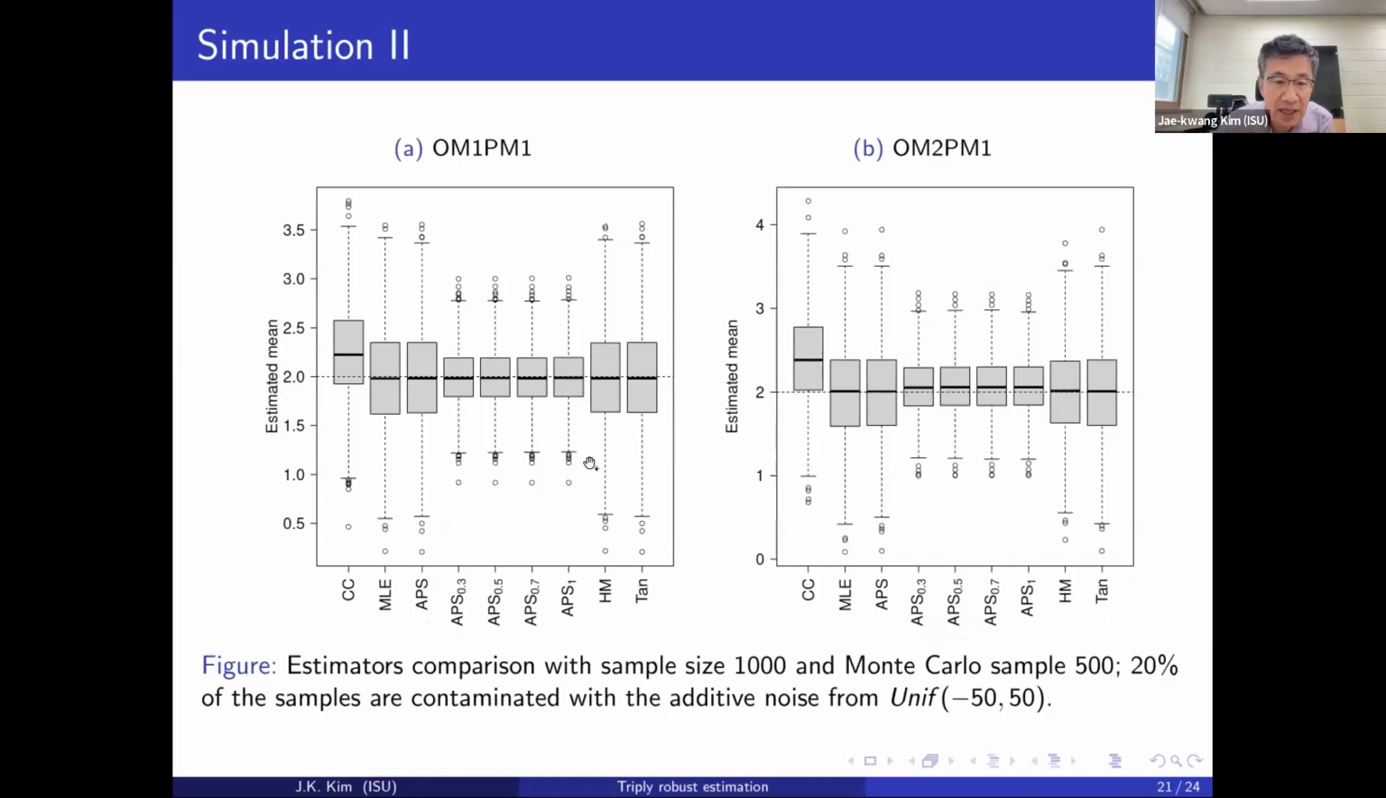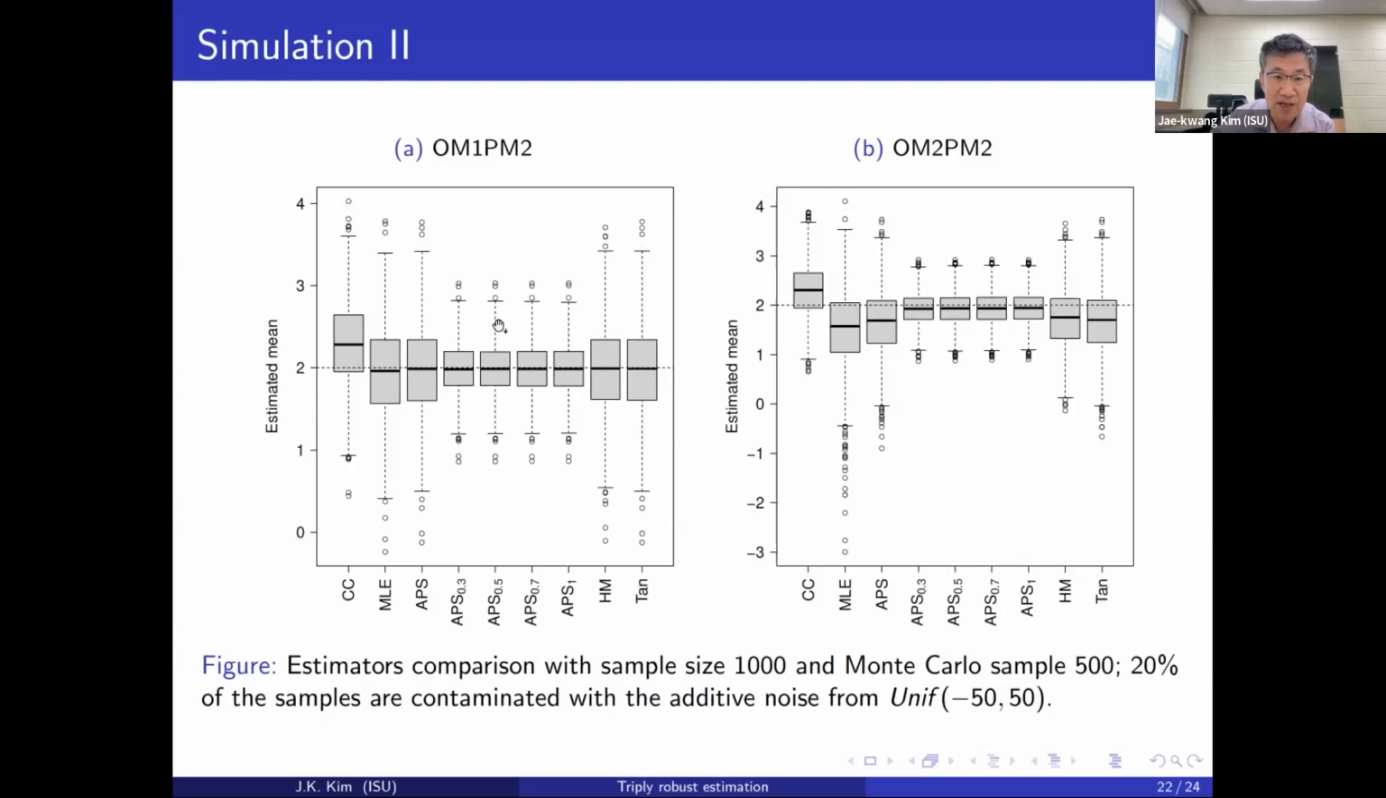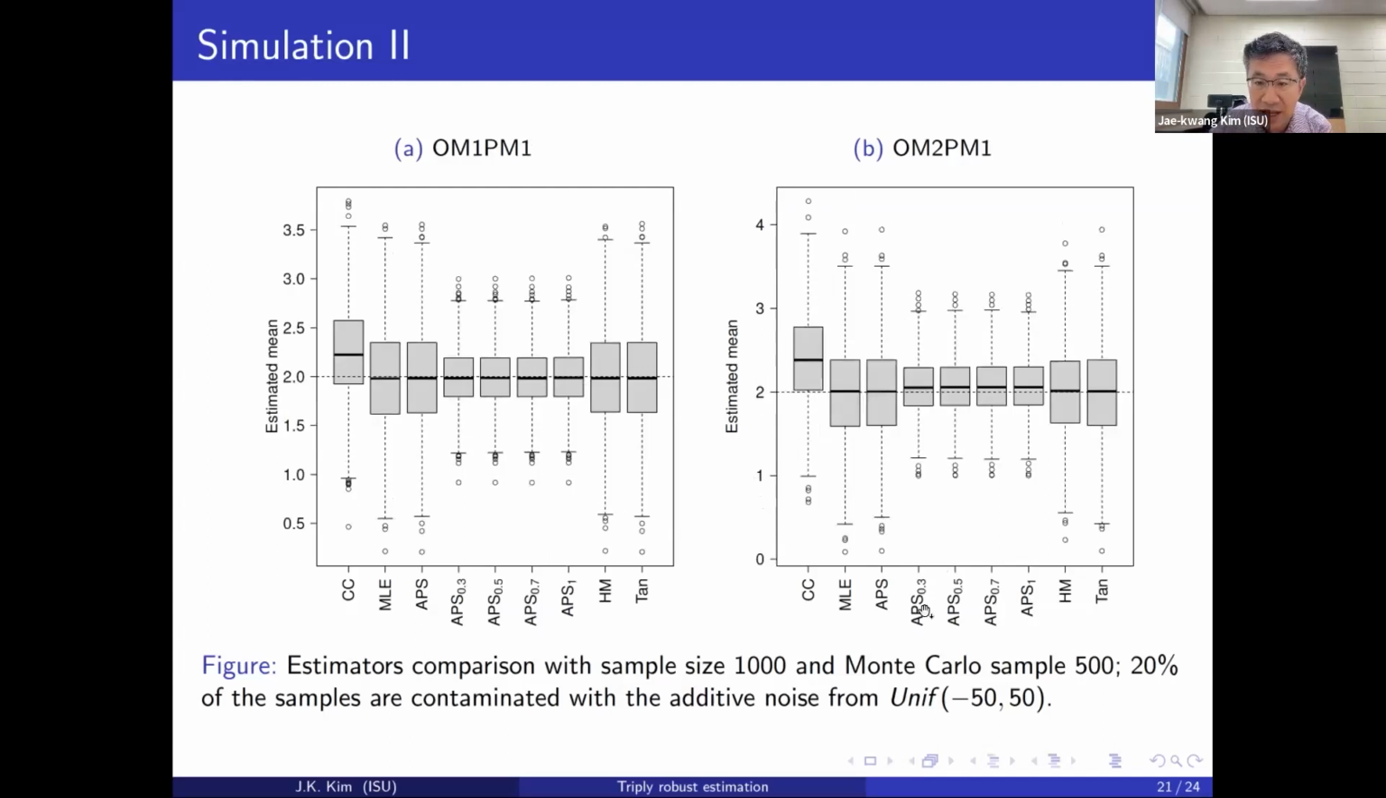So you can see that this is our proposed method. APS is our proposed method without considering outliers. So without considering outliers, they are all comparable. The difference is very marginal. But when there are outliers, our method always shows much better performance than others.